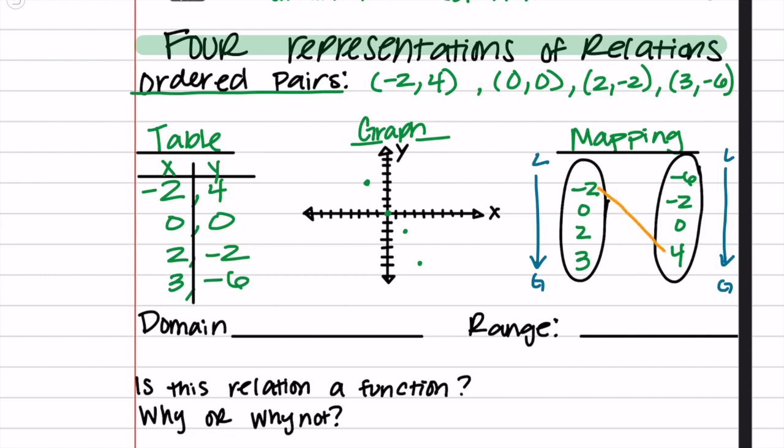And in mapping, the numbers are arranged from least to greatest in both bubbles, but you draw from the input X to the output Y. So we did -2, 4 for our first point. Then we're going to go 0 to 0, 2 to -2, and 3 finally to -6. Pretty much, it tells you who they are choosing, all right?